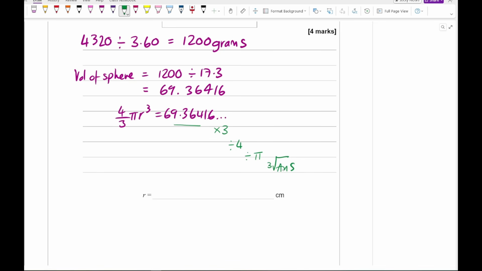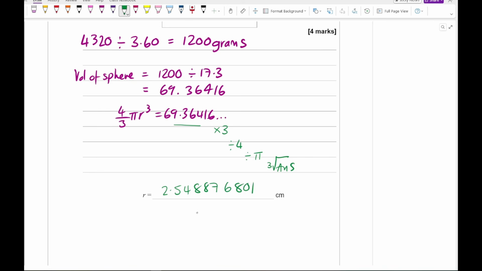Now if I apply all of the things I've written in green in that order to the number 69.36413, so times 3, divided by 4, divided by pi, cube root the answer, then I should end up with a number of 2.548876801.